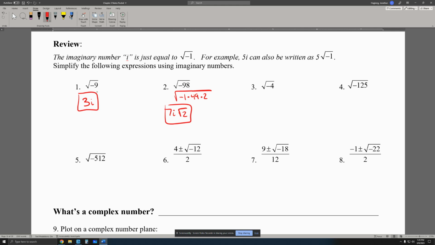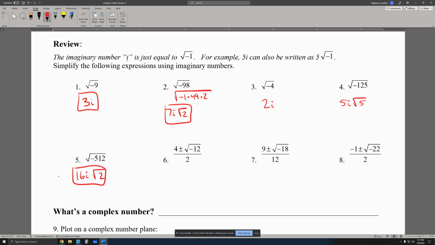In number 3, we have the square root of -4. This is equal to 2i. The square root of -125, well, we can pull out a factor of 25 here. And so we get 5 and that -1, so 5i root 5. Number 5, here we have the square root of -512. I know that 512 is equal to 256 times 2, and I know that 256 is a perfect square. So this is equal to 16i root 2.